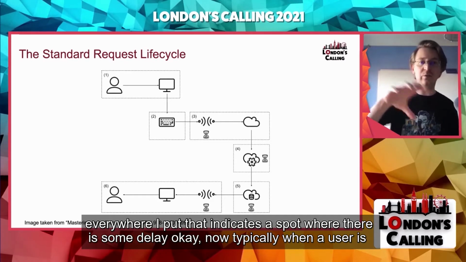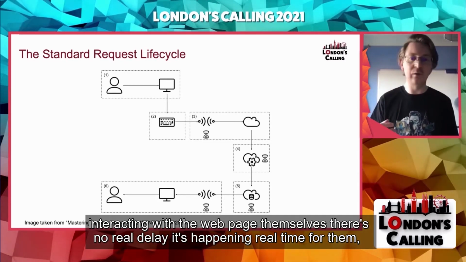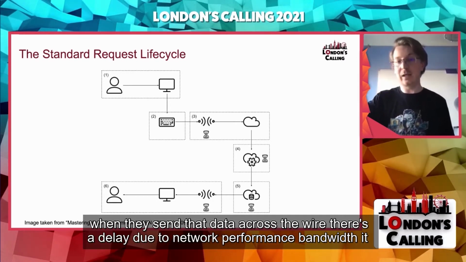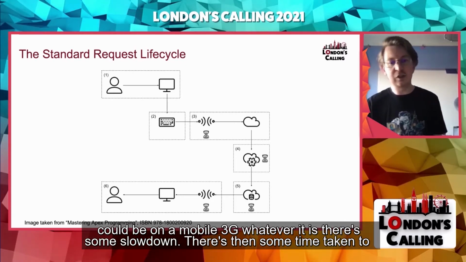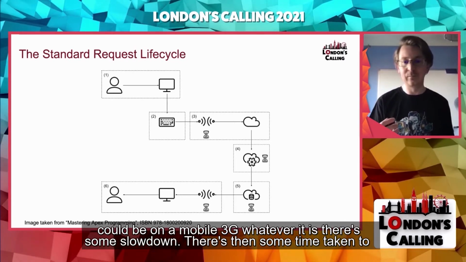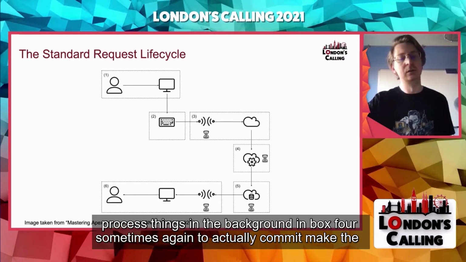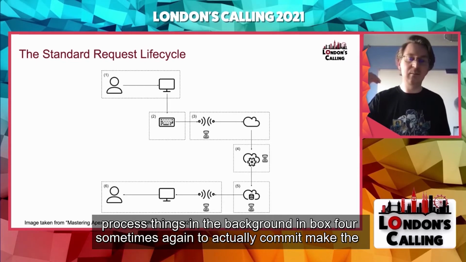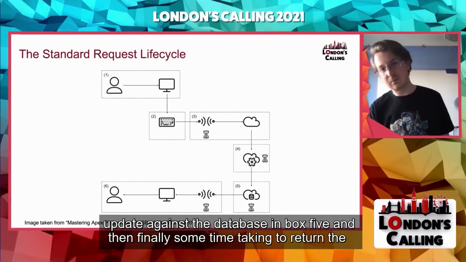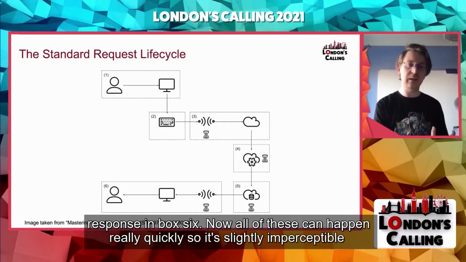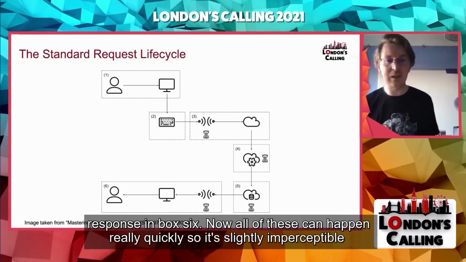Now, typically when a user is interacting with the web page themselves, there's no real delay, it's happening real time for them. But when they send that data across the wire, there's a delay due to network performance, bandwidth, they could be on a mobile, on 3G, whatever it is, there's some slowdown. There's then some time taken to process things in the background in box 4, some time taken to actually commit and make the update against the database in box 5, and then finally, some time taken to return the response in box 6. Now, all of these can happen really quickly, so it's slightly imperceptible.